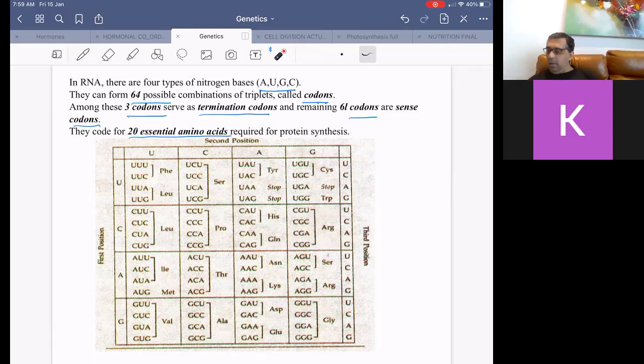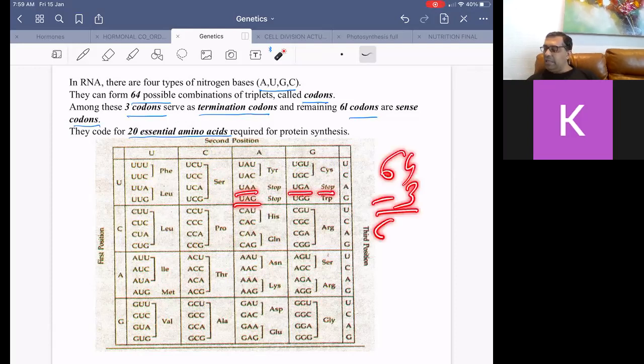So check it here. We have how many codons? 64. How many are stop codons? 3. So 64 minus 3, 61 codons code for 20 amino acids. So as we said, the average should be 3. But it's not like that.